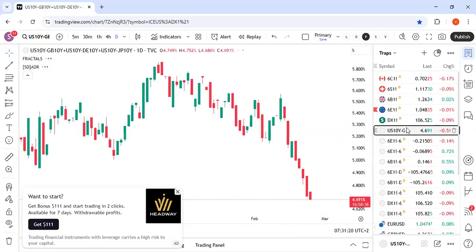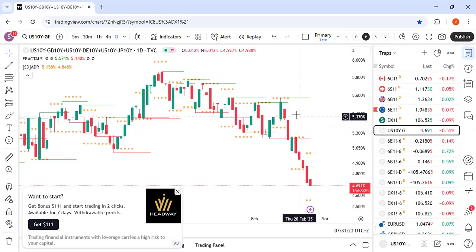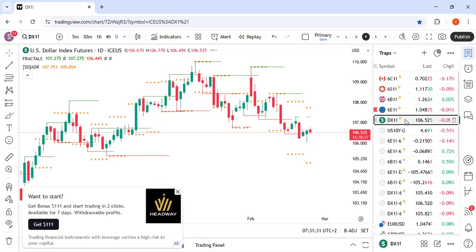If we go to our yield spread, our yield spread again is still very much bearish, just going down and down and down. So that is basically what we have on the USD.